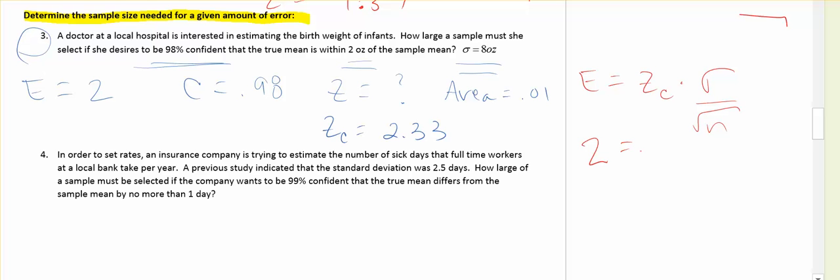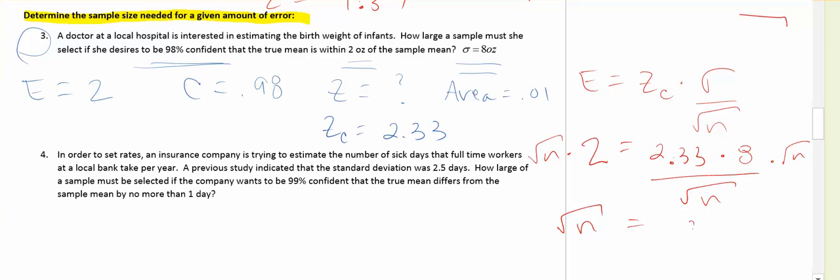How's that for fun? So the error was 2. The critical value was 2.33. The standard deviation was given to us as 8 ounces. And maybe that's just a known fact for babies. I don't really know. Divide by the square root of n. So we would multiply both sides by the square root of n so that it's no longer in the denominator. And we would have 2.33 times that 8. And then we'd have to come back and divide by 2 to get the square root of n by itself.